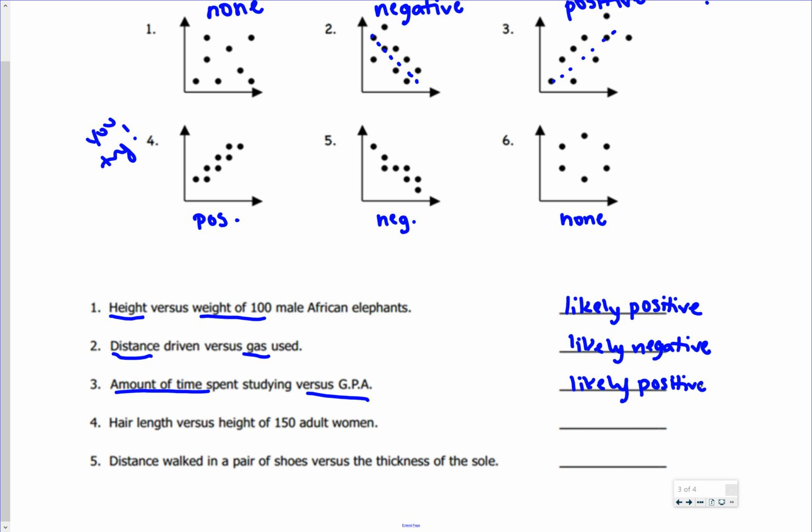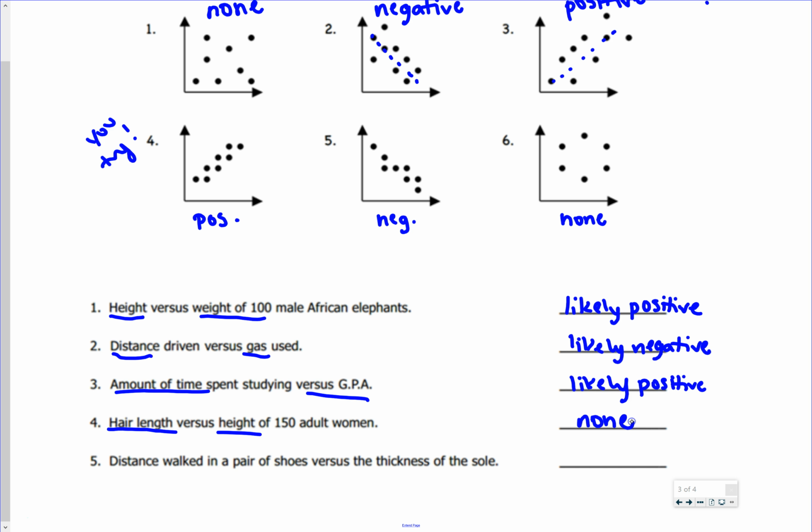We call this causation when one variable causes the other. The other one says hair length versus height. So this is saying as your hair length gets longer, height gets taller or height gets shorter. This to me says no correlation. Having long hair has nothing to do with height, right? You can be a tall person with long hair, a short person with no hair. So I'm going to say this is none, right?